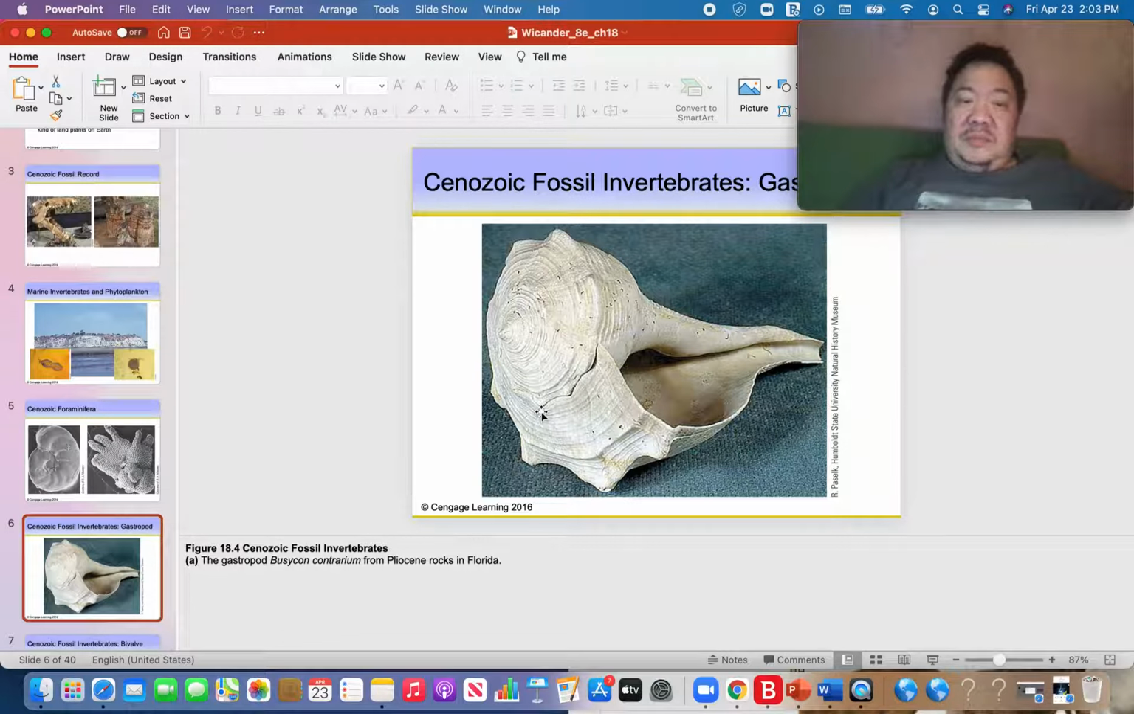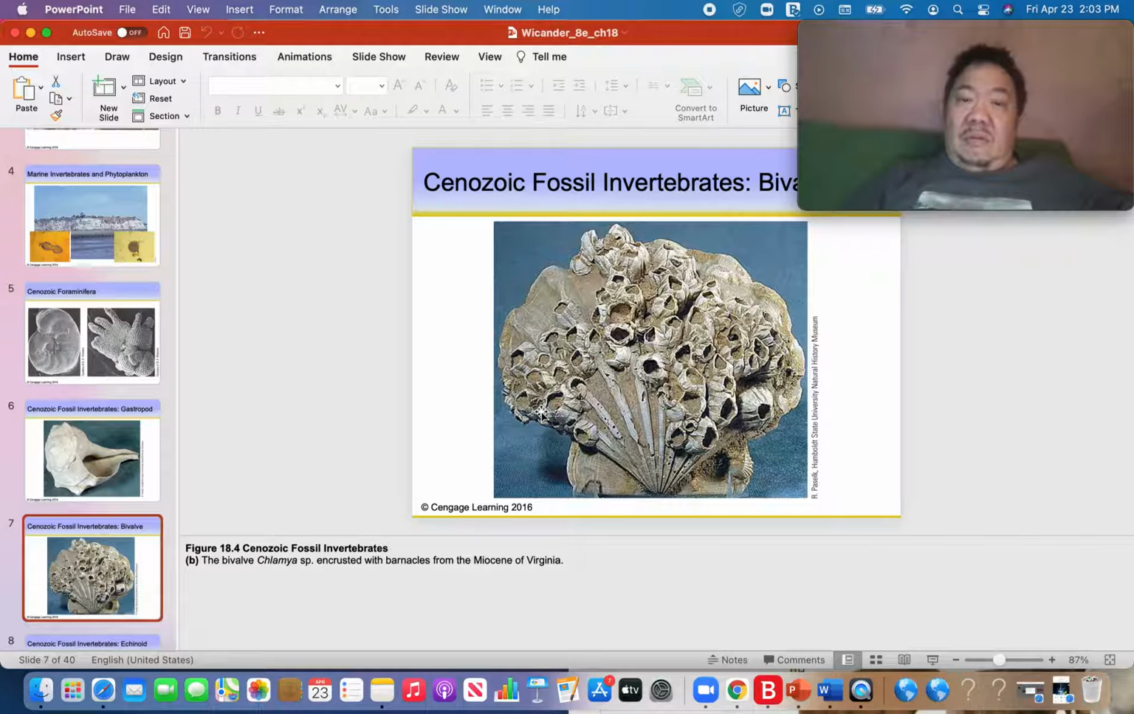Gastropods, phylum Mollusca, class Gastropoda, and they start to really diversify and explode in numbers during the Cenozoic Era. Class Gastropoda. Bivalves, phylum Mollusca, class Bivalvia. They also start to explode in numbers and in diversity, numbers of species.